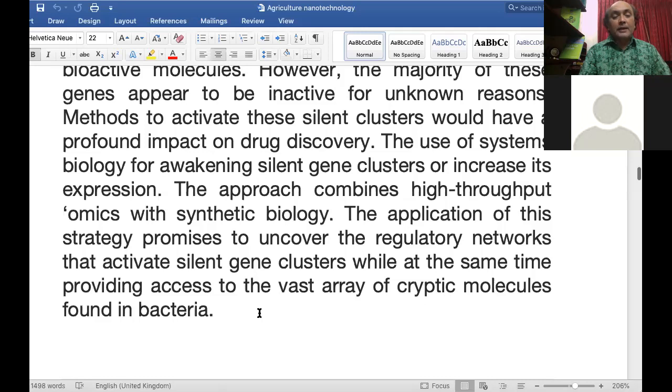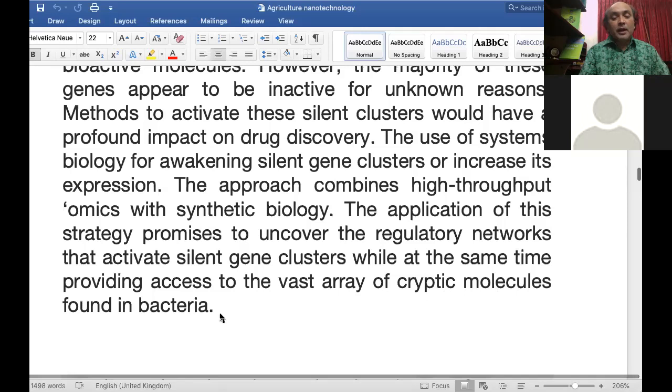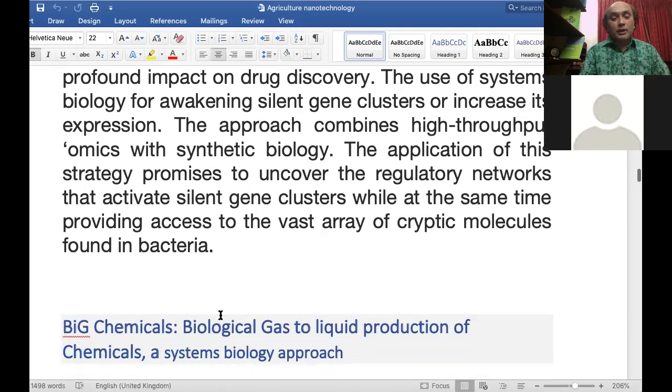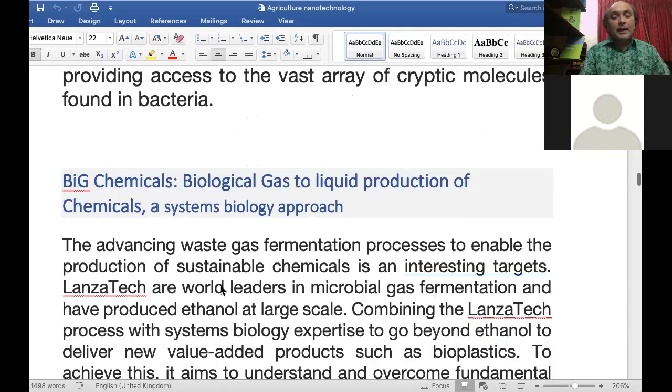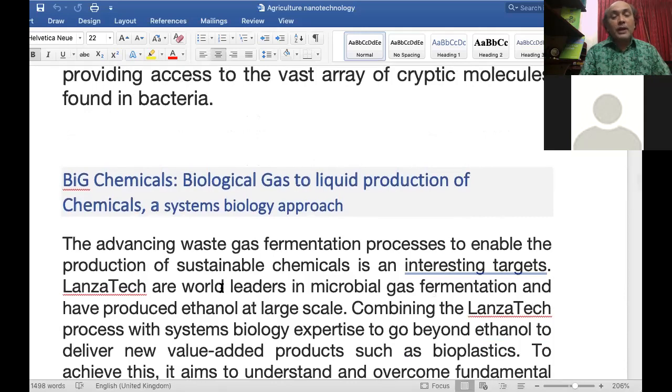And then you can get those molecules as a drug candidate for veterinary or even human pathogen. So these are the novel approaches which are now being considered by scientists worldwide. Another is big chemicals. For example, biological gas in liquid production of chemicals, a system biology approach. System biology approach is now a new approach.